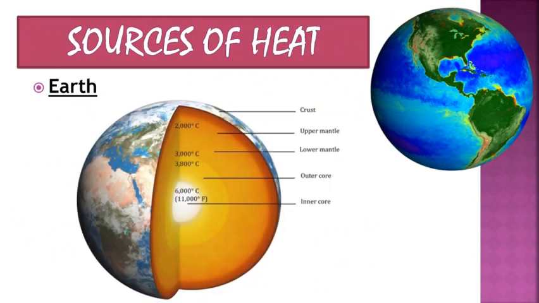As the temperature at the center of the earth is high, the earth is also a source of heat, and this heat is called geothermal energy. So student, you can observe the picture on the screen, and you can see at the center of the earth the temperature is maximum, that is 6,000 degrees centigrade or 11,000 degrees Fahrenheit. So it also produces heat, and this heat is called geothermal energy.